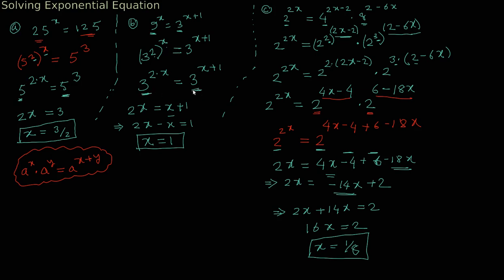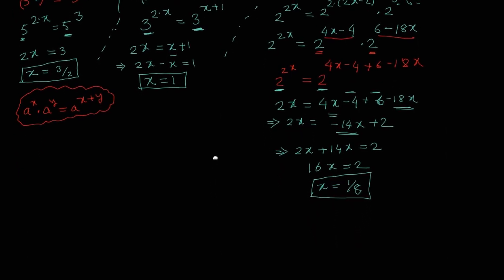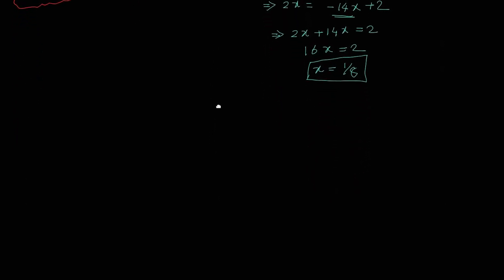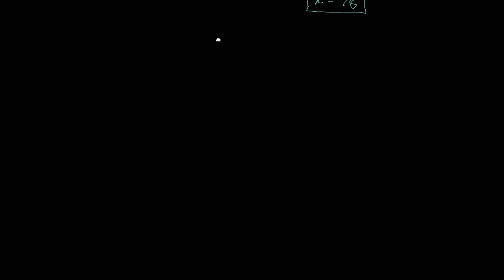Okay, so I was able to express both sides with the same base. Now let's try to solve an equation where on both sides I will not be able to express it with the same base. So let's take another example. Let's say I have 5 multiplied by 2 power x minus 3 equals 17. Okay, this is my number one problem.